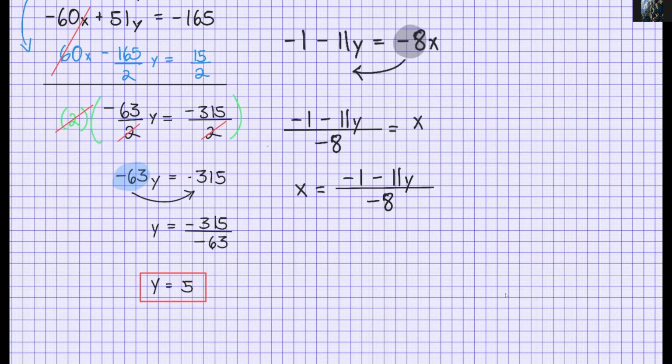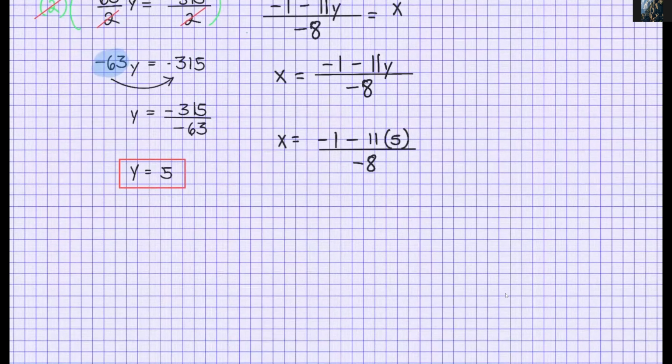So now I can substitute my 5, the value for the y coordinate in here, and I will be done. Negative 1 minus 11 times 5, and everything divided by negative 8. I put these values in my calculator, and I get that x equals 8. And that's it.